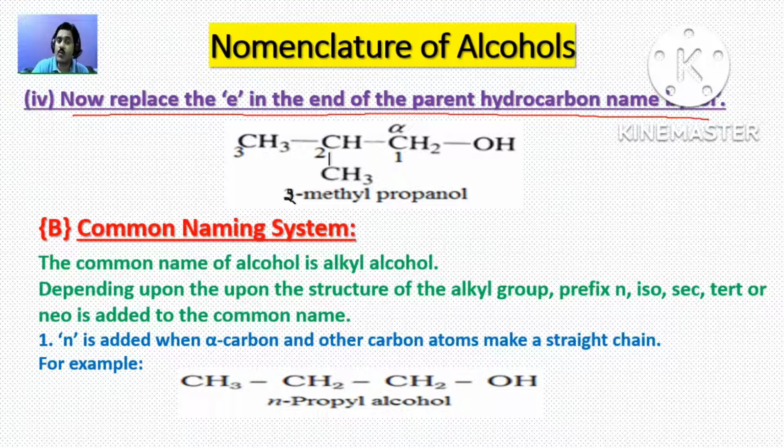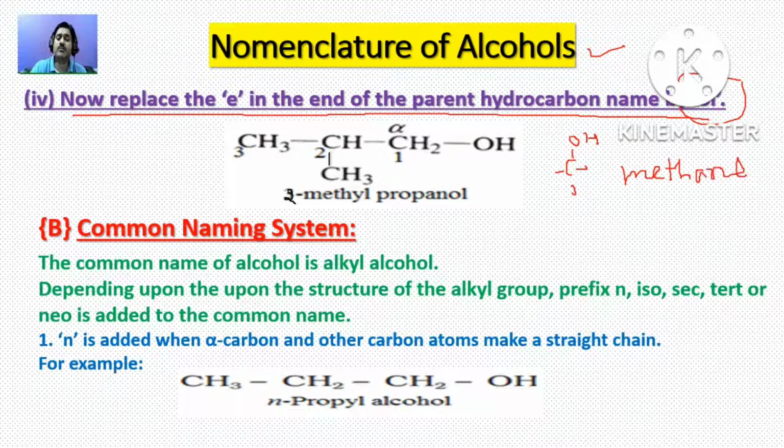In all these names, they end with e. If we want to convert them to alcohols, then we have to remove the e from the end and add ol at the end. Okay, ol will be added as a suffix. For example, if one carbon atom is there, and OH is attached to it, then what will be the name? One carbon atom is methane.